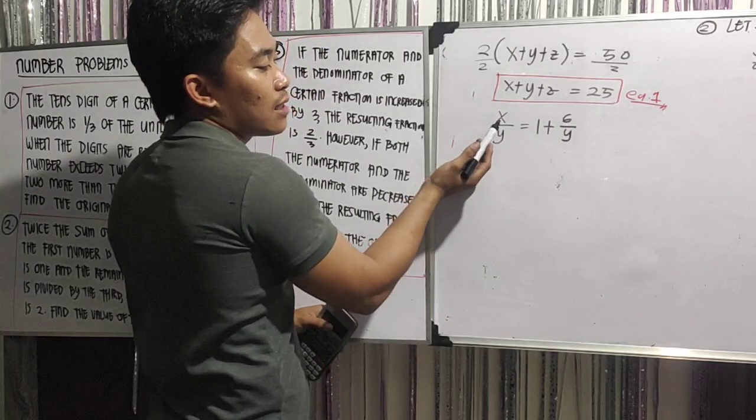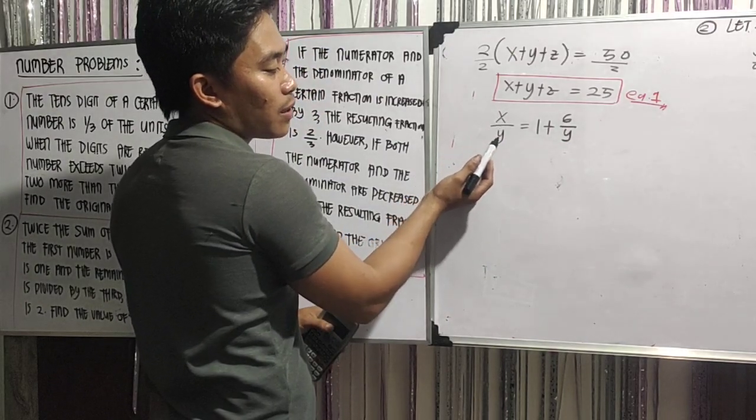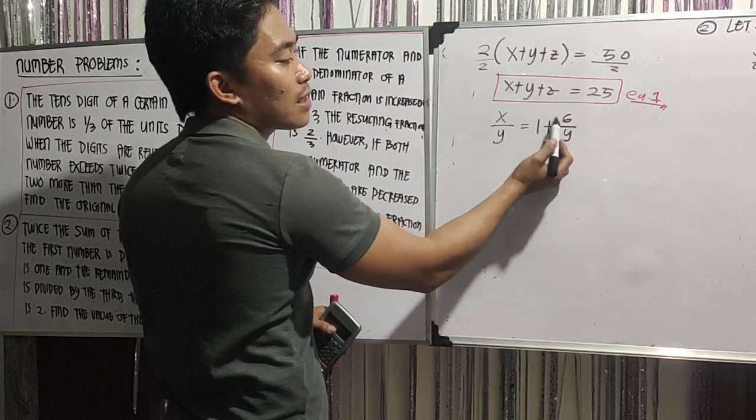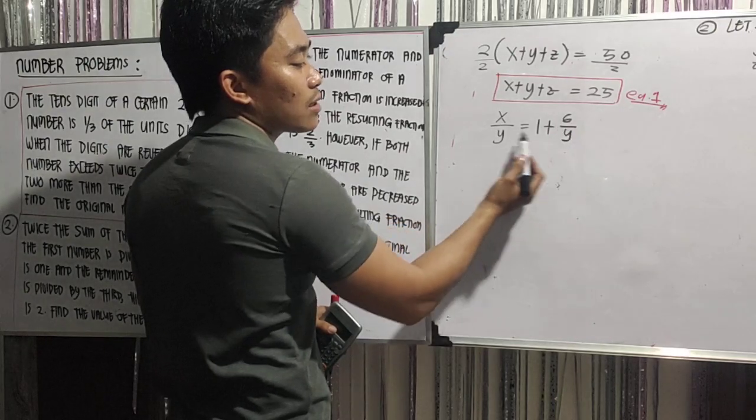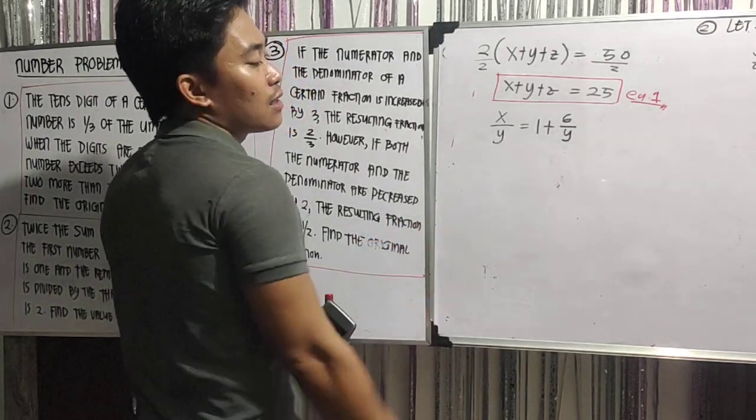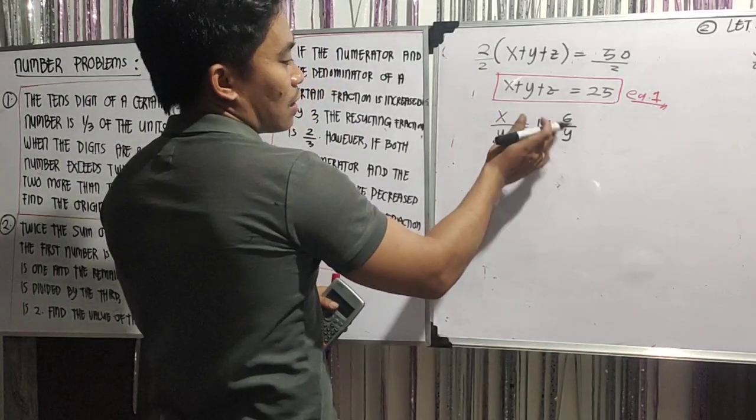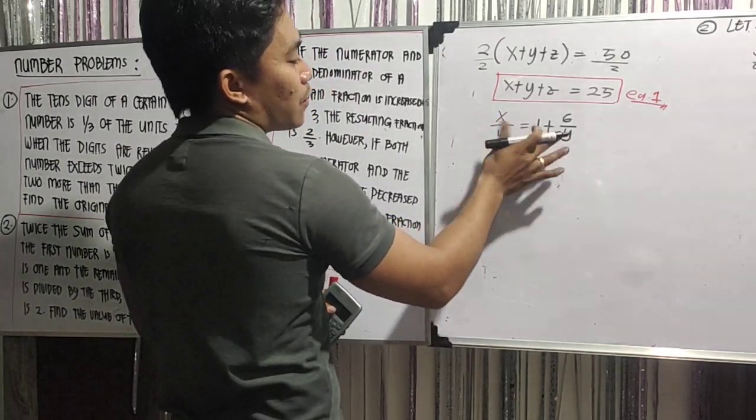Here in this case, yung x mo, pag dinivide mo lang sa y, yung quotient niya is 1. Kaso may remainder ka na 6. Yung 6 na yun, i-divide mo lang sa y. Okay? Now, laruin natin yung equation na to.